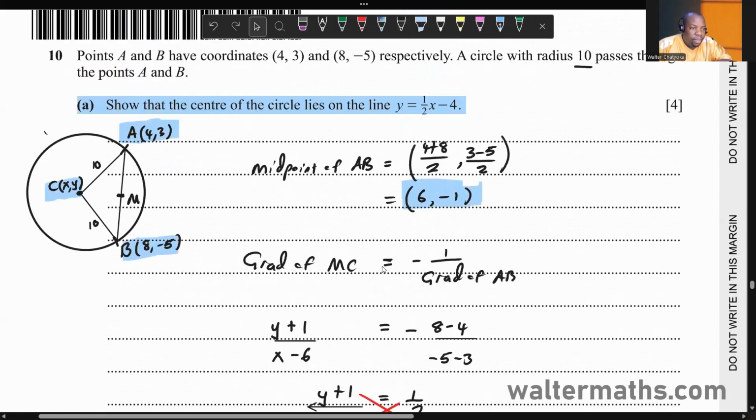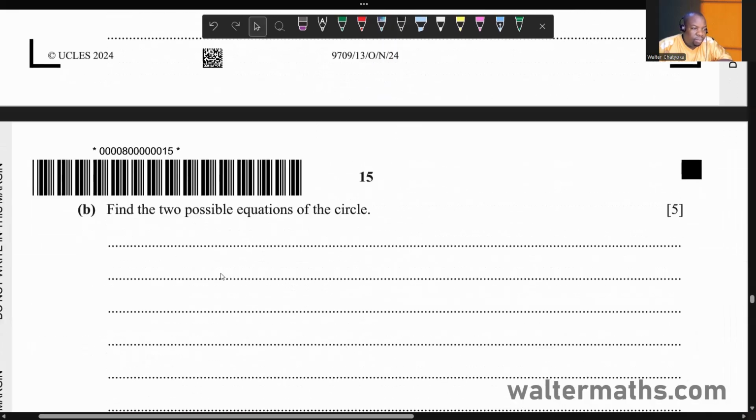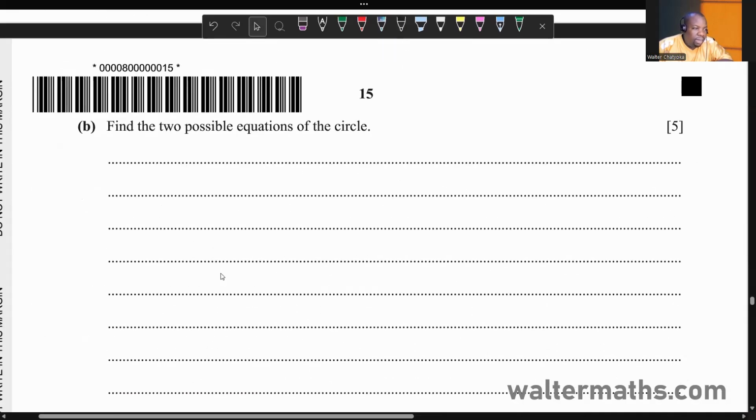Okay? That's what they want us to prove, that it lies on the line. And we got that, the line from it. So we can say proved. Okay, let's move on. Now we're on part B. They say find the two possible equations of the circle. All right. So let's work on this.